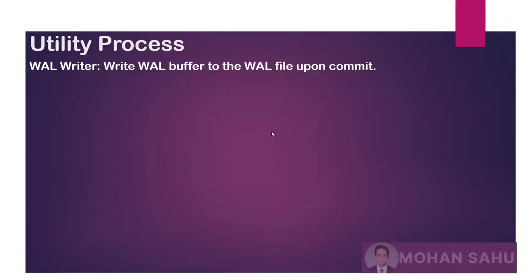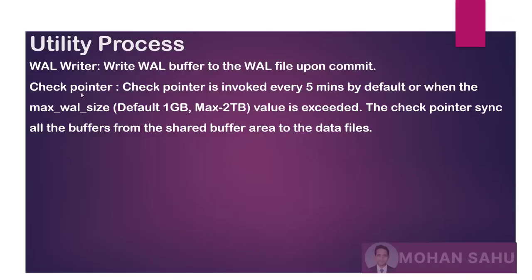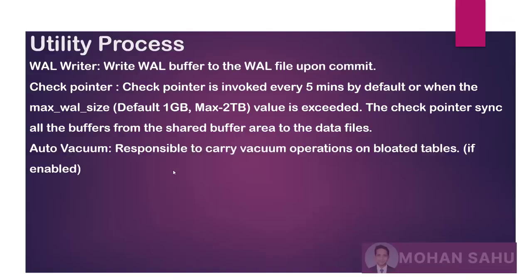Now we have some other processes, that is the WAL writer. The WAL writer will write all the WAL buffers to the WAL file upon commit. Checkpointer, we have already discussed, will be invoked every 5 minutes by default, or there is one more parameter called max_wal_size. By default it is 1 GB and the maximum it can be is 2 terabytes. If this max_wal_size value is exceeded, then it will also run the checkpoint. The checkpointer syncs all the buffers from the shared buffer area to the data files. Autovacuum, we have already discussed. Autovacuum is responsible for carrying out vacuum operations on the bloated tables if enabled.